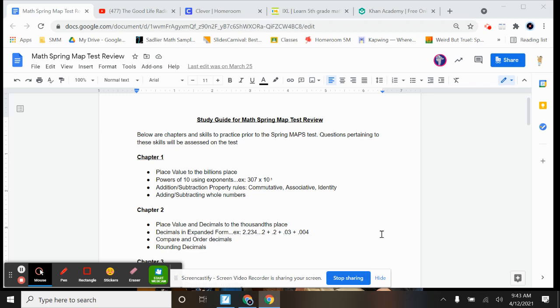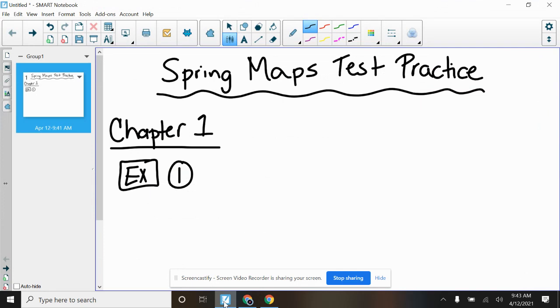But what place value to the billions place simply means is that if the test gives you a problem like 436,387, and they underline that digit, your job is to be able to tell what place that digit is sitting in. So here's our example problem. The answer we would be searching for would be the name of the place of that 3 and where it's sitting. Not its value, just the name of the place.